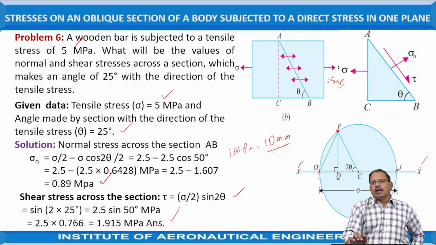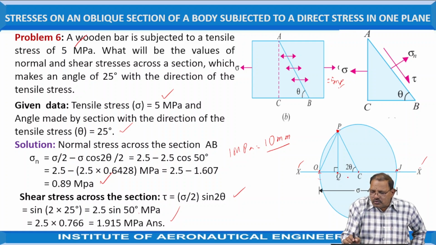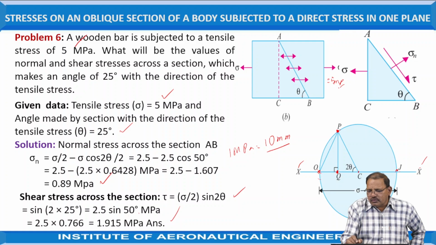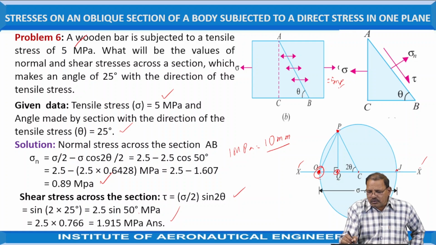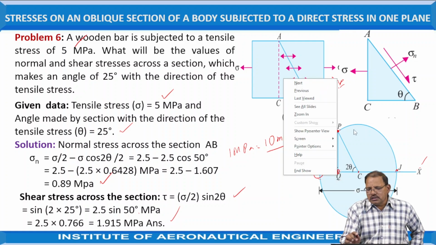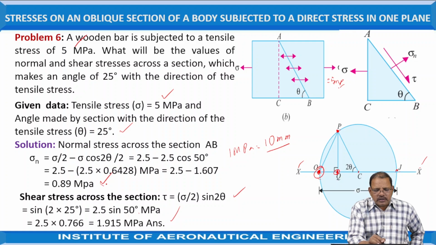Now according to the Mohr circle, OQ is representing the normal stress, PQ is representing the shear stress, and OP is representing the resultant of the shear as well as the normal stress. So according to the trigonometric relations, the normal stress, OQ, is equal to sigma by 2 minus half sigma cos 2 theta. That means we are getting the same values.